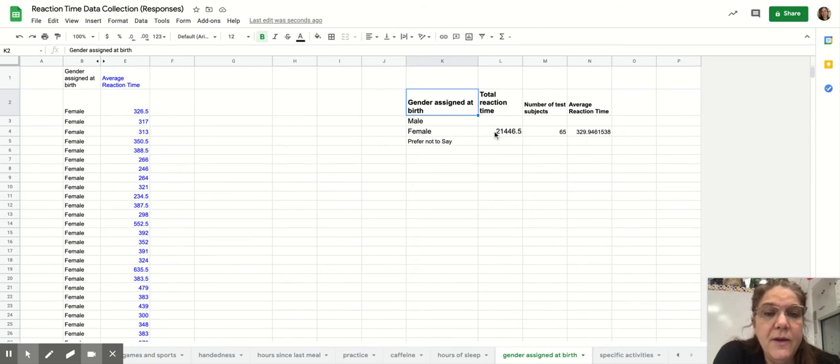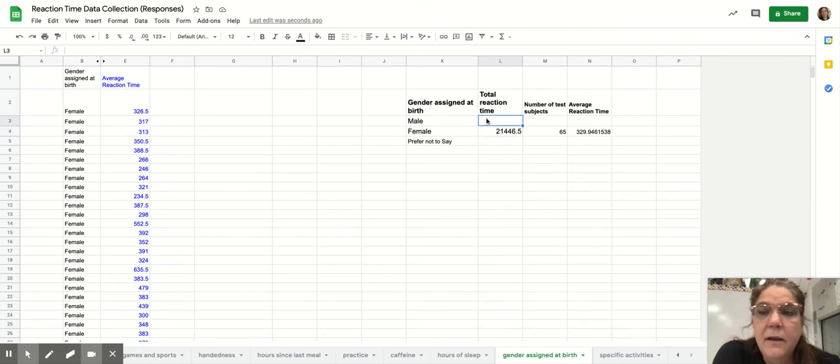I've already done this with female. I've already sorted. I've already found reaction time for females. Now I'm going to do that for males. All right. So if you come to this spreadsheet, you can see my formula. This is how you do it. You do equals sum, and then you put a parenthesis, and you highlight all of the cells you want to add up, and then end parenthesis.